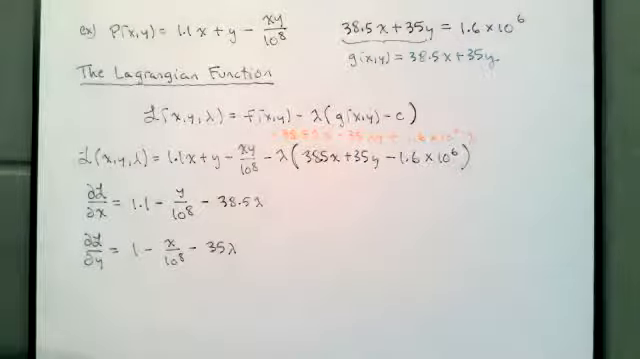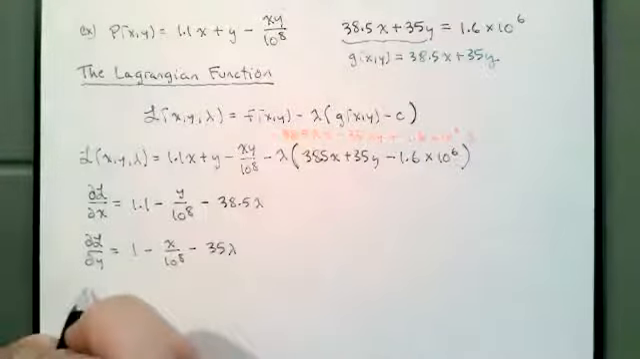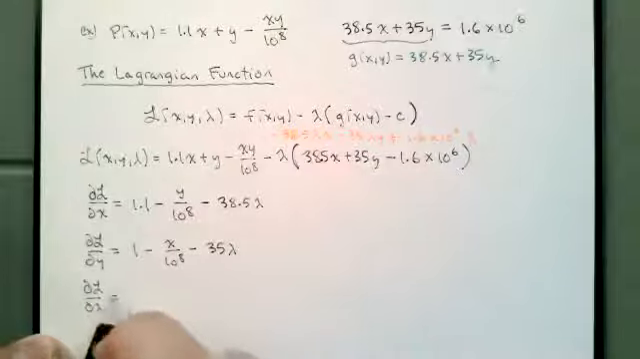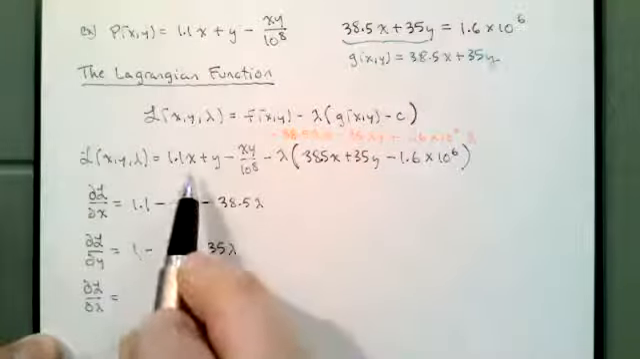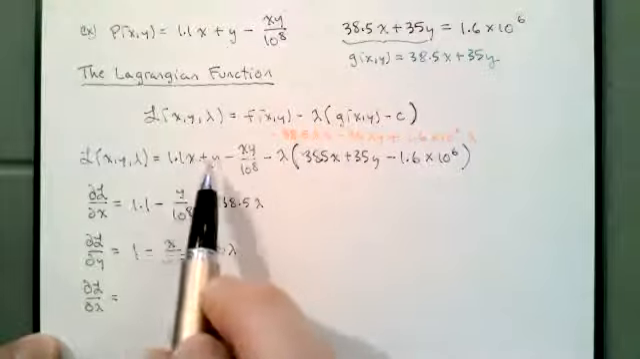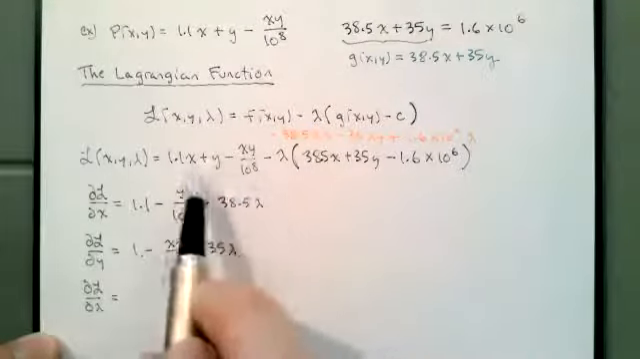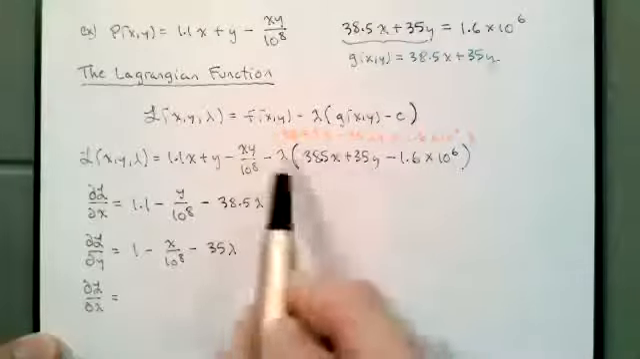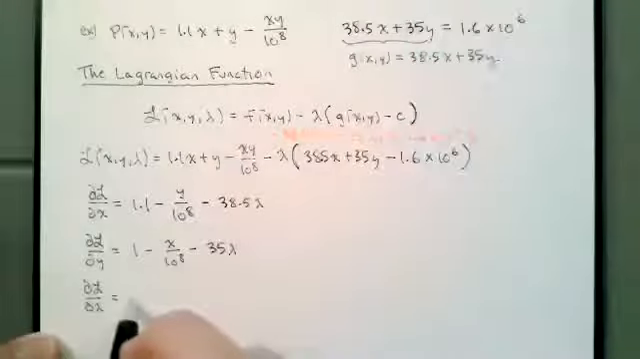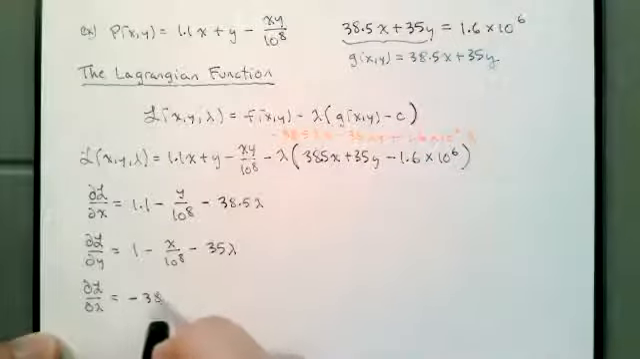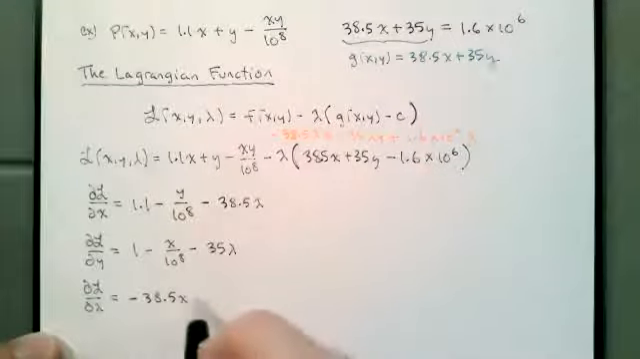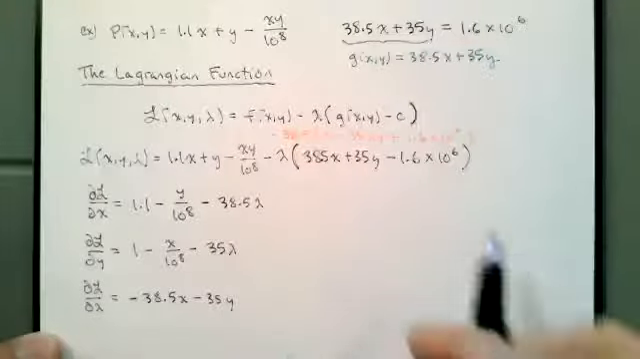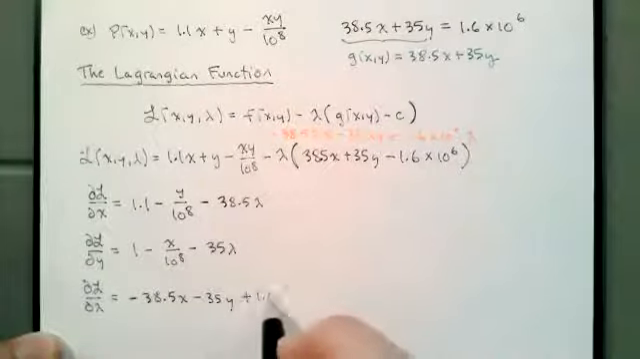Then we need the partial of L with respect to lambda. So x, y, and the x y, these are all constant terms with respect to lambda. So really we're just getting the derivative out here, which is going to be negative 38.5x minus 35y, because lambda is the variable here, plus 1.6 million.